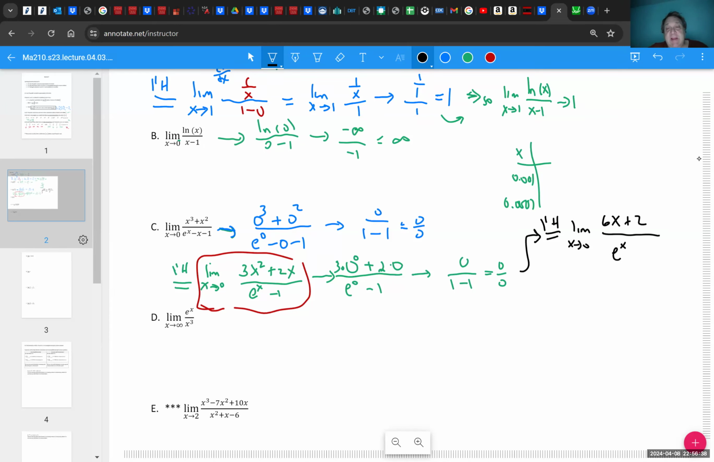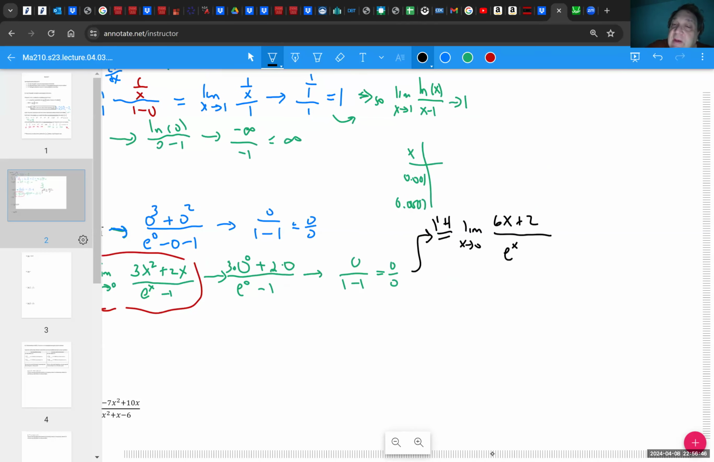So I just applied L'Hopital's rule a second time. And then what do we do? Well, I see if I can find the limit. One of the easiest ways is by using direct substitution. So what does this become? This x is going to 0, so I get, technically, 6 times 0 plus 2 over e to the 0. 6 times 0 is 0, plus 2, which is 2. E to the 0 is 1.